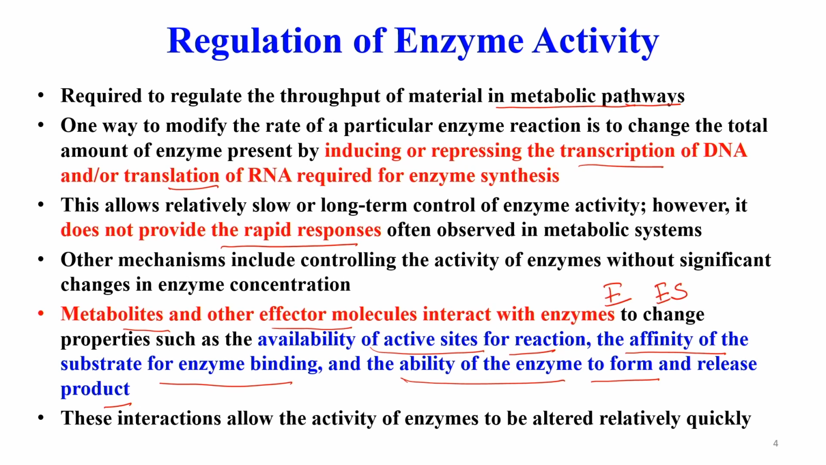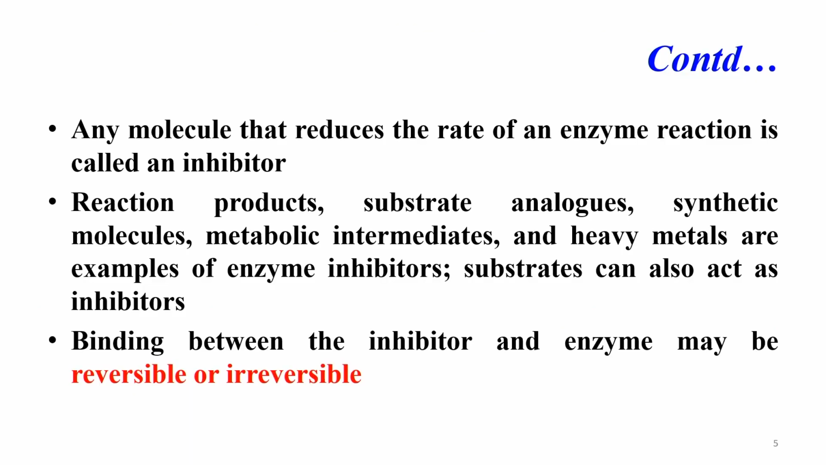When we use this approach, we call it enzyme inhibition. Rather than going for transcription and translation, one way to regulate is to use enzyme inhibitors. These interactions allow the activity of the enzyme to be altered relatively quickly, so we can get a quick response as compared to transcription and translation.